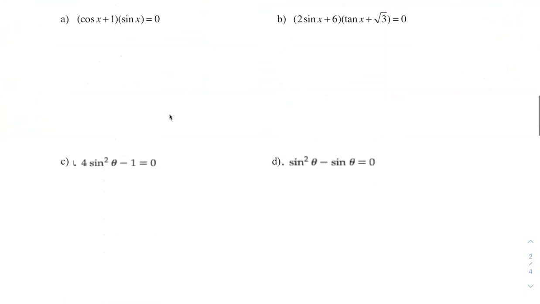Let's do some more of these. So same idea, we got to split it. Cosine of x plus 1 equals 0. Sorry about that. I was trying to decide if I wanted to shortcut it.